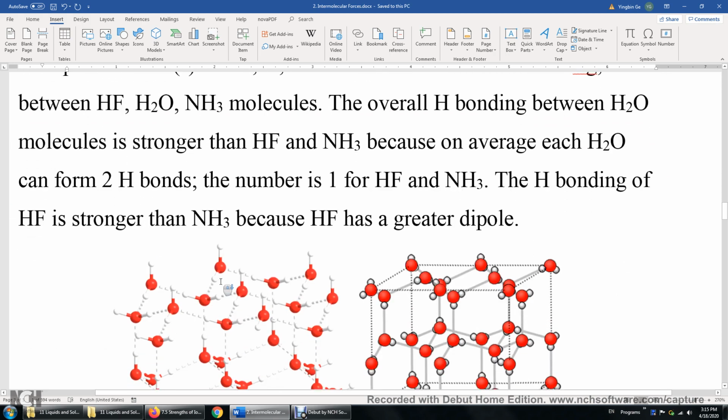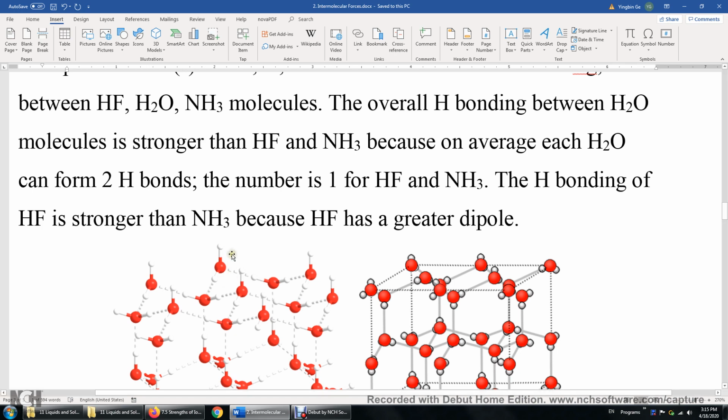The overall hydrogen bonding between water molecules is stronger than the other two, because on average, each water molecule can form 2 hydrogen bonds, while each HF, hydrogen fluoride, or ammonia can only form one hydrogen bond per molecule on average.